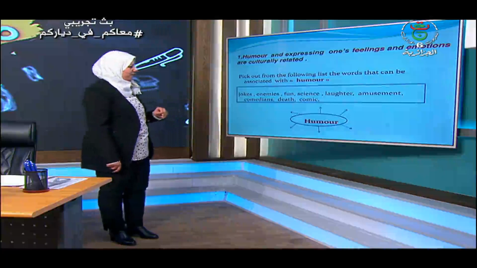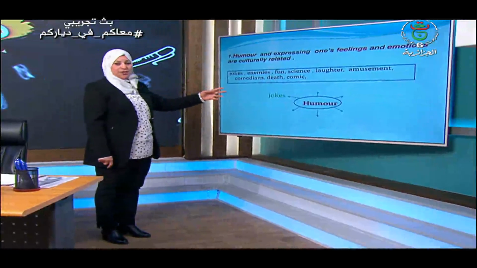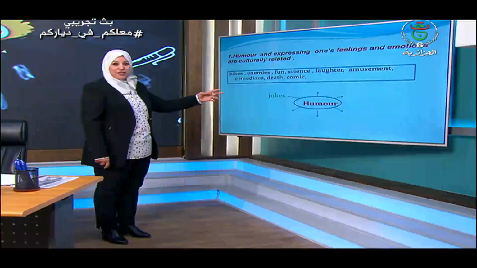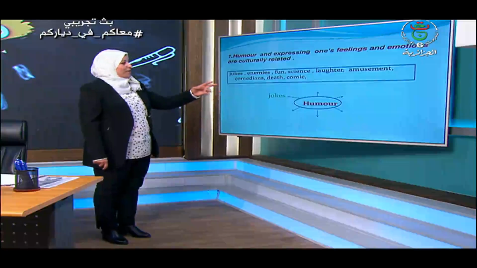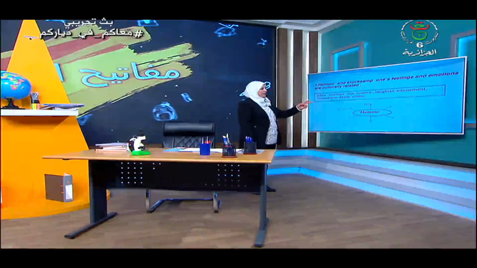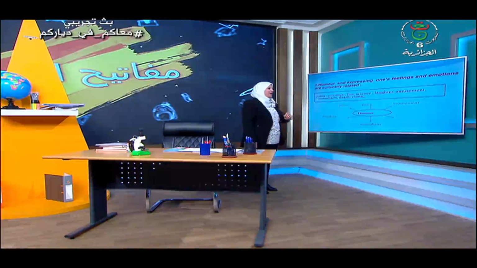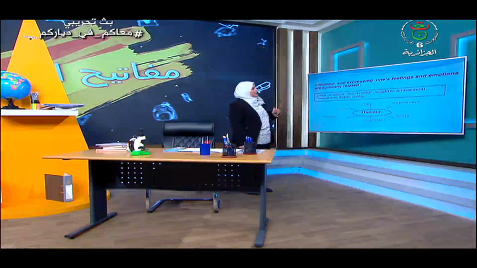Let's answer. So, the associated words are jokes. Yes, jokes are funny stories. Good. Second word, fun. Third word, yes, amusement. Good. Number 4, laughter. Then, comedians. And the last one, comic. Good. What about feelings and emotions?